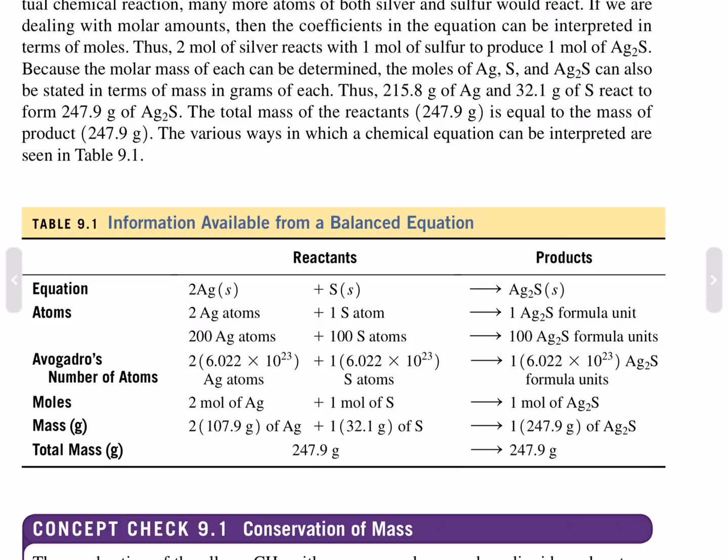Information available from a balanced equation. Reactants: 2 silver atoms, solid, 1 sulfur atom, solid. Products: Ag2S, solid. 2 silver atoms, 1 sulfur atom, 1 silver sulfide formula unit. 200 silver atoms, 100 sulfur atoms, 100 silver sulfide formula units. 2 times Avogadro's number of silver atoms plus 1 times Avogadro's number of sulfur atoms is 1 Avogadro's number of silver sulfide formula units. 2 moles of silver, 1 mole of sulfur, 1 mole of silver sulfide. 2 times the mass of 107.9 grams of silver plus 1 times 32.1 grams of sulfur yields 1 times 247.9 grams of silver sulfide. Total mass is equal.